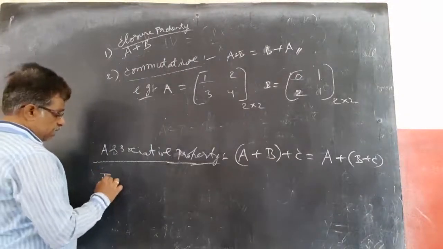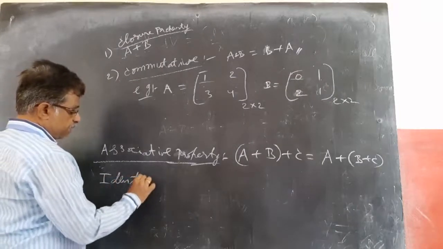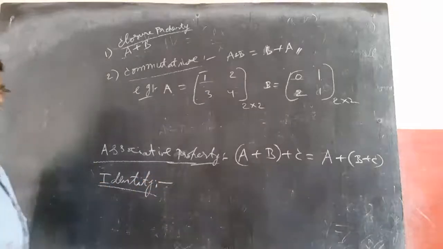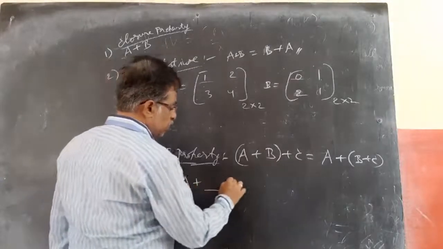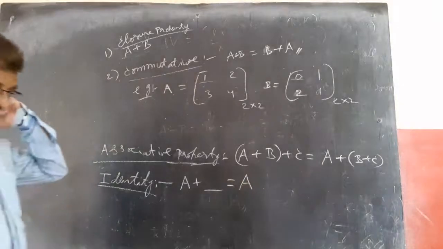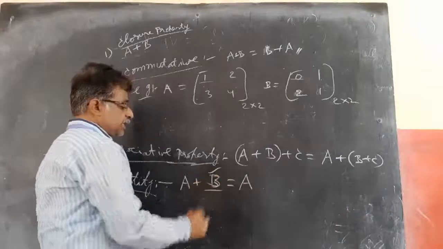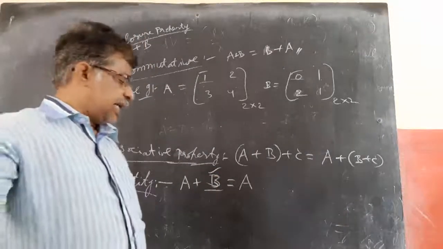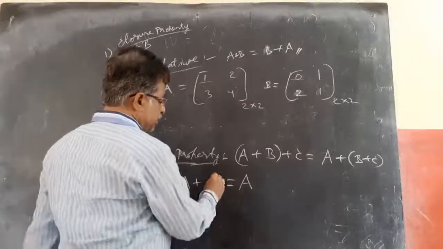Next, identity. Additive identity. Next property is identity. What is identity property? If A plus something gives you A itself, that is, A plus B equal to A, then B is called as additive identity.